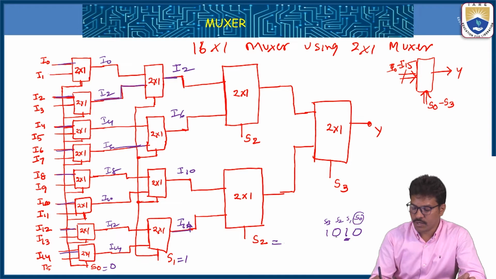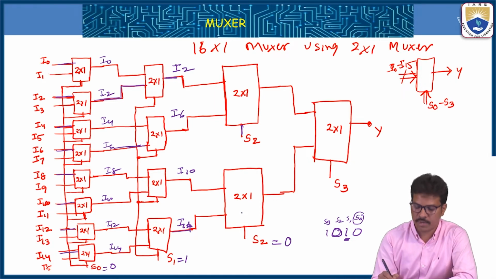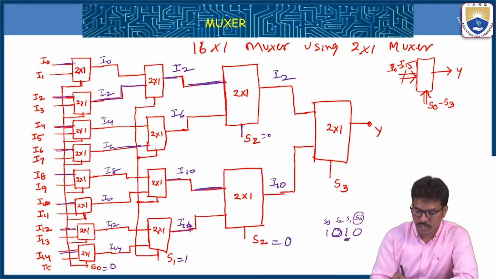So S2 is equal to 0. When S2 is equal to 0, the first path is selected in this 2 by 1 multiplexer. Then I2 comes here, and with S2 equal to 0, I10 comes here. So I2 and I10 are available.